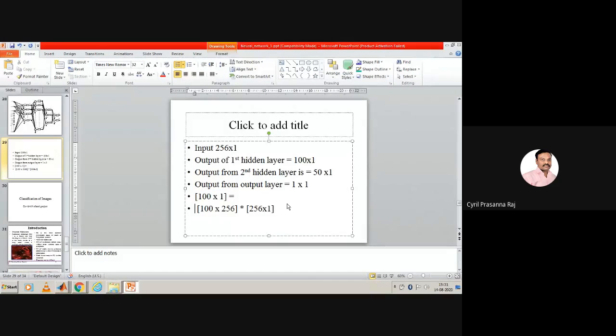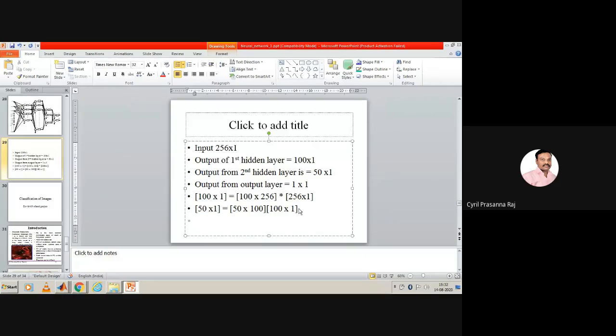Now what happens in the second layer? The output you are getting is 50 cross 1, and your input size is 100 cross 1. So what is the size of the weight matrix? How many weights do you need? This weight matrix should be 50 cross 100. When you multiply a 50 cross 100 matrix with 100 cross 1, your output will become 50 cross 1.